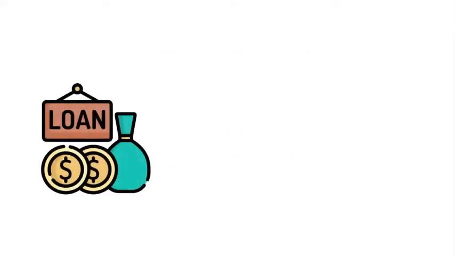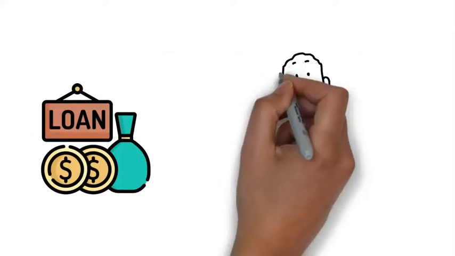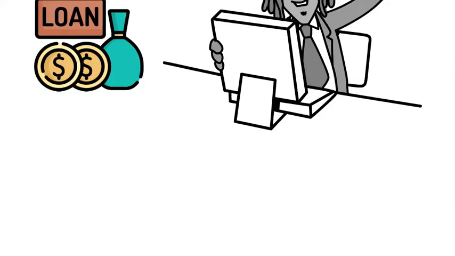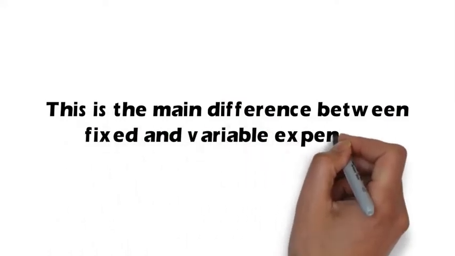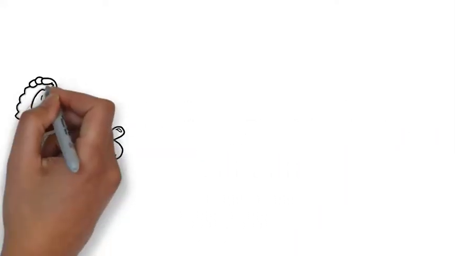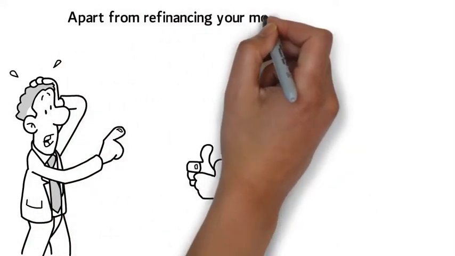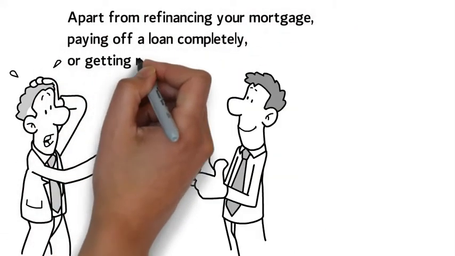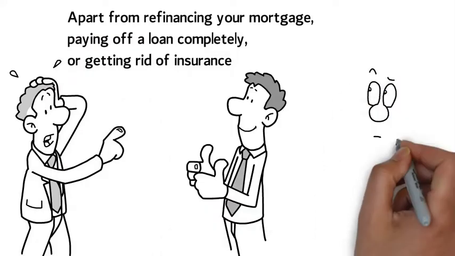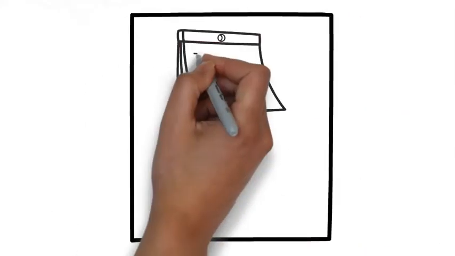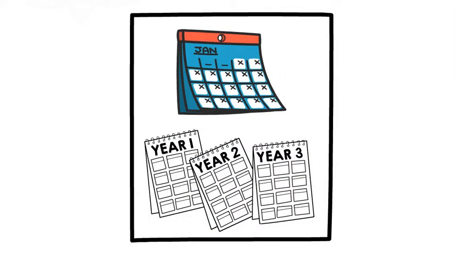Because fixed expenses typically involve loans of some kind, the payments are agreed upon in advance and are thus not affected by changes in the broader market. This is the main difference between fixed and variable expenses. Your financial situation and budgeting do not affect or impact fixed expenses. Apart from refinancing your mortgage, paying off a loan completely, or getting rid of insurance, fixed expenses will remain with you for the vast majority of your life. Fixed expenses can be measured either monthly or annually. However, we encourage everyone to approach fixed expenses from both a monthly and annual perspective.